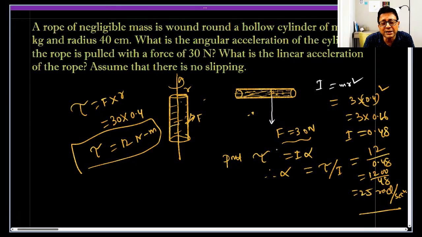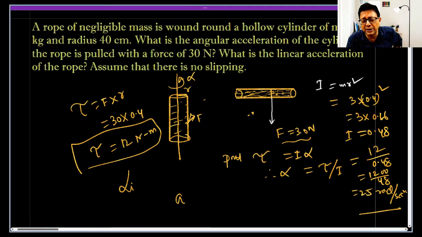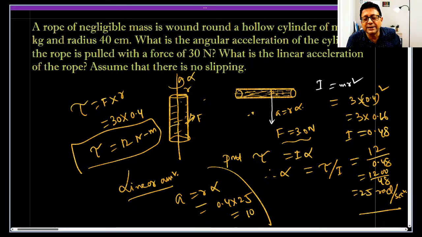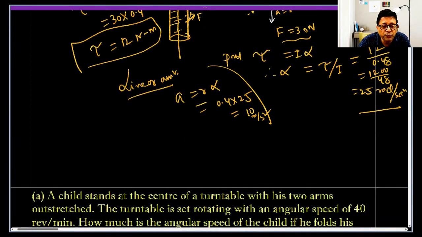Angular acceleration. Linear acceleration will be what? The formula for this cord. This is the angular acceleration of the cylinder, alpha. But the cord with which you are pulling the cylinder tangentially, no? That acceleration will be what? R into alpha. So linear acceleration A equal to R alpha, just put the value. R is what? And alpha is 25. This is 10 meter per second square. Clear? Understood? Go for the next one.